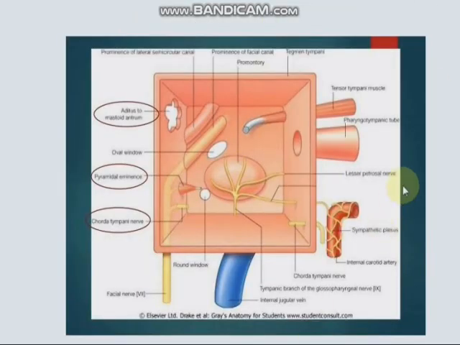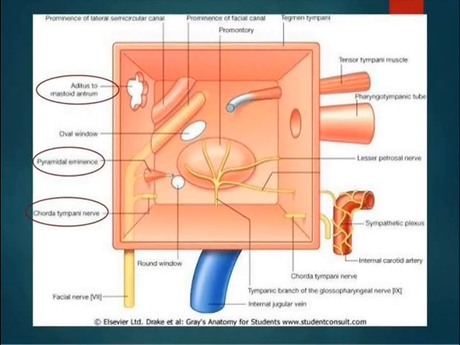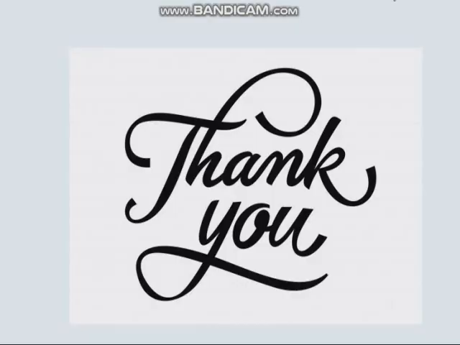Okay, to summarize: the lateral wall is the tympanic membrane. Anterior wall: tensor tympani muscle, Eustachian tube orifice, carotid canal, and chorda tympani also. The roof: tegmen tympani. Floor: the jugular bulb. Posterior: aditus ad antrum, pyramidal eminence, and facial nerve. The medial wall is the prominence of the lateral semicircular canal, facial nerve, oval window, promontory, sinus tympani, and round window. There is also the lesser petrosal nerve. Thank you.